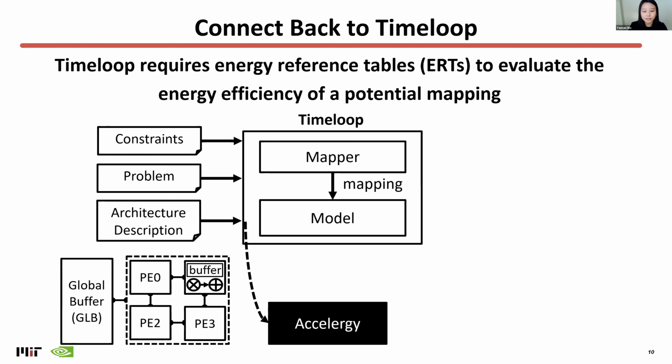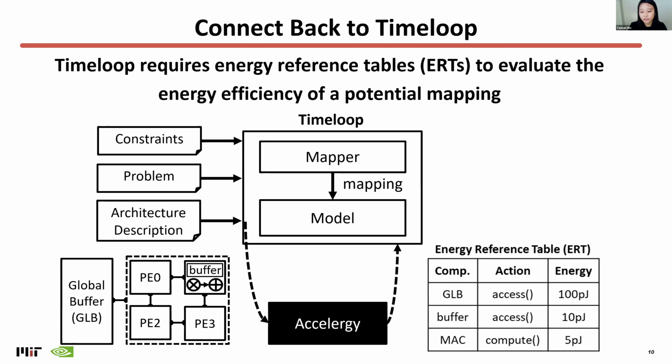To do that, Timeloop sends the input architecture description internally to the Accelergy tool, which is able to use this architecture description to perform an energy estimation. Accelergy generates the energy reference table and sends it back to the Timeloop tool. The energy reference table records the energy per action values of each component in the design. By an action, we mean an operation that can be performed by a component. So in this example, we have the global buffer inside the architecture, and since it's a storage unit, it can be accessed, so it has an associated action called access.